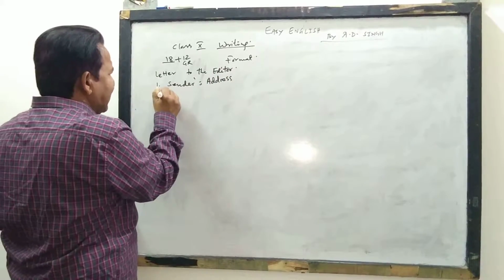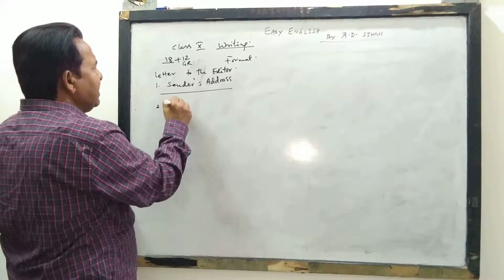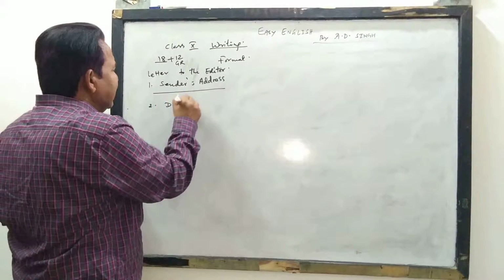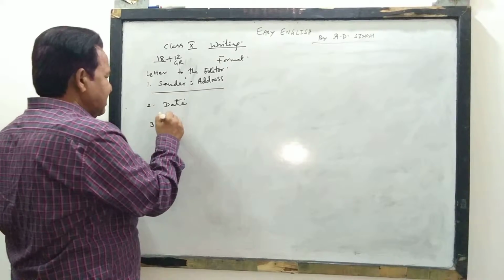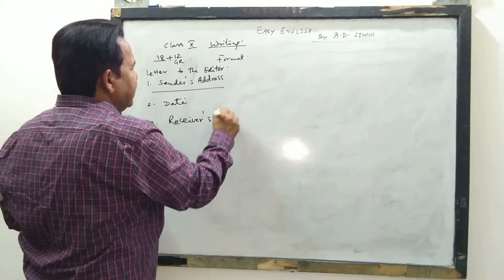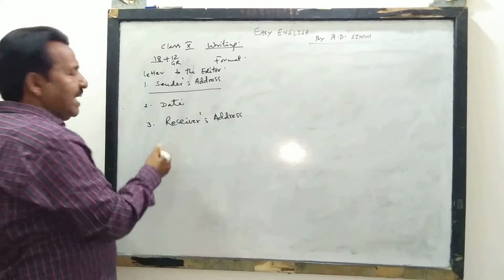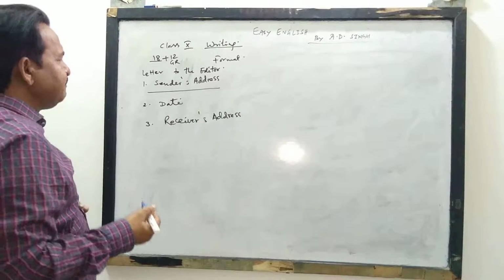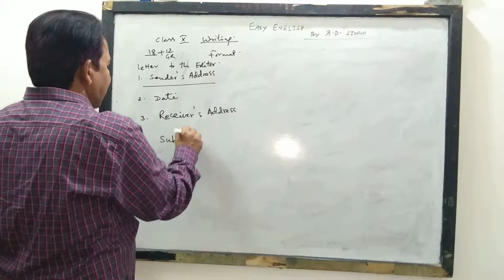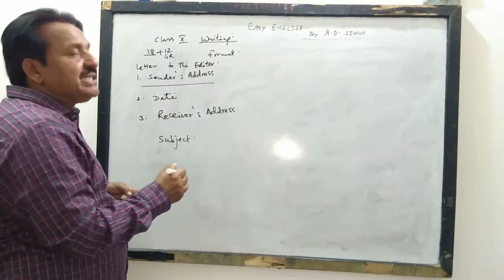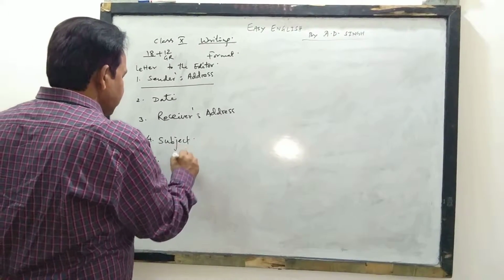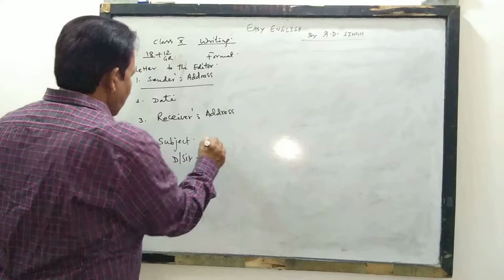After that, leaving one line gap, we write the date first and then the address of the addressee, that is the receiver's address. And after that, again one line gap, we write the subject. And then after the subject, we write the opening salutation. Opening salutation may be Dear Sir or Sir.